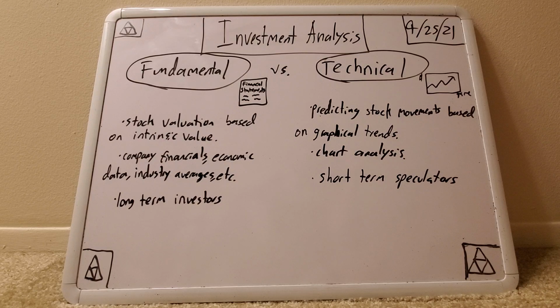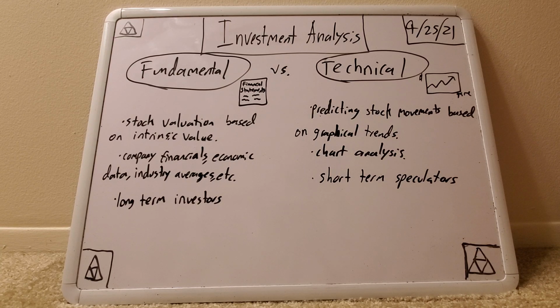So usually fundamental is going to be for longer term investors. Technical is going to be for short term speculators. So people who just want to get into a stock, and if they think the stock is going to go up really quick, which is primarily what would happen, they would just buy and then sell when they think the stock reached its peak in the short term, and then do that. That's basically what swing trading is.